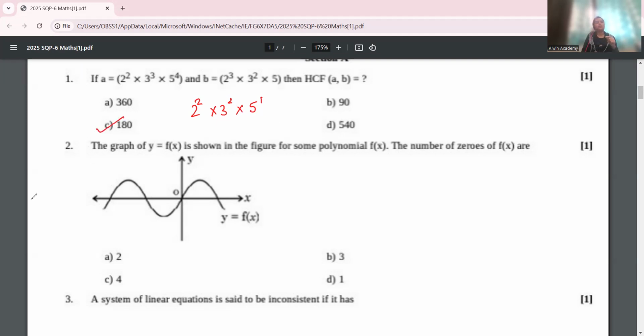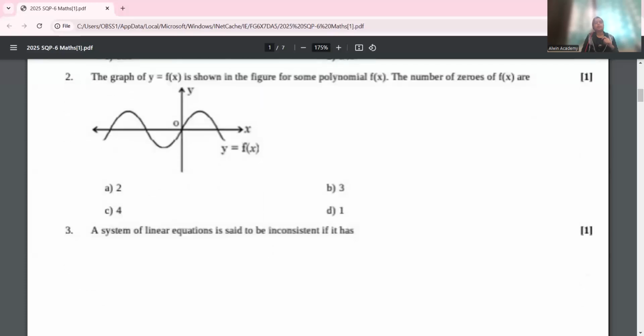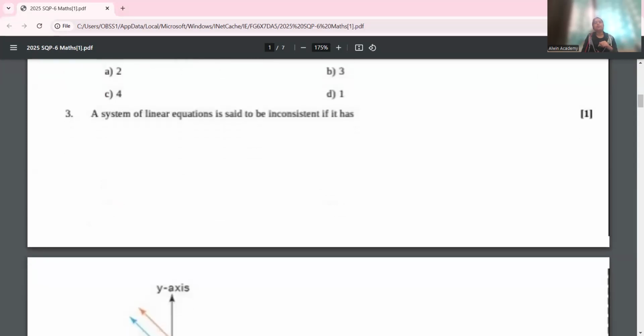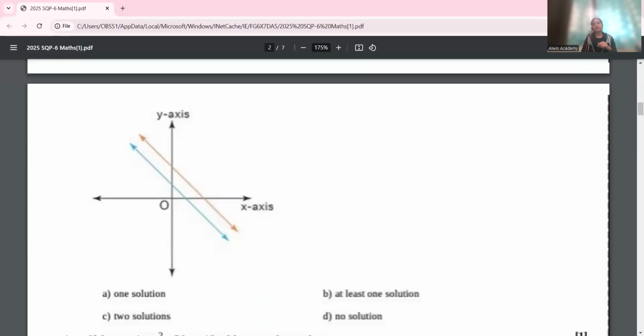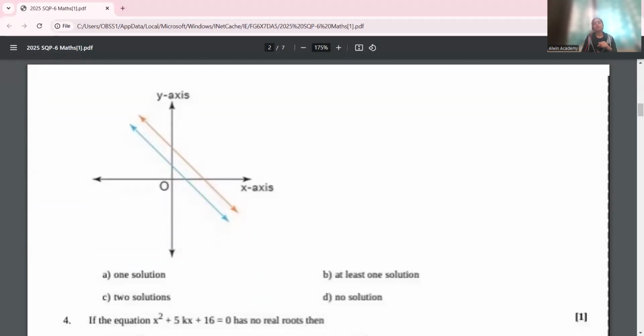Going to the next question, the graph of y is equal to f(x) is shown in the figure for some polynomial. The number of zeros is 1, 2, 3, 4. Option number C. Going to the next question, a system of linear equations is said to be inconsistent if. Now, a system is said to be inconsistent if it has no solutions at all, which means that the lines are actually parallel lines, they never meet, there is no solution. That is option number D.